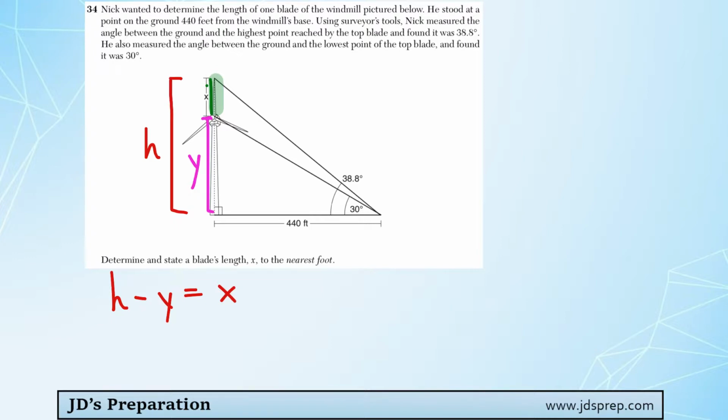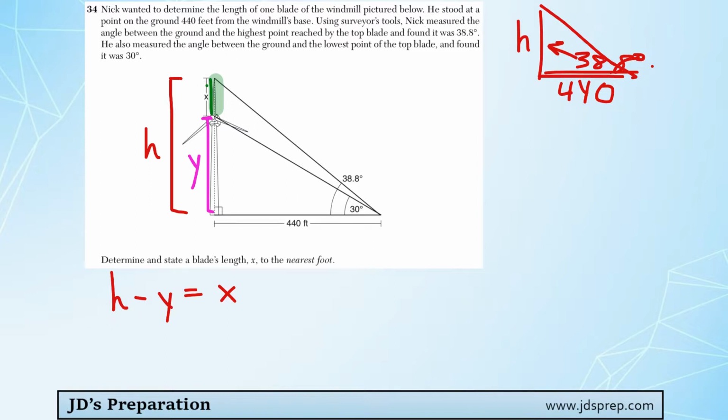So to find our h distance, it might help to draw the triangle over here, this big triangle where our height is h, our base length is 440, and the angle we know is 38.8 degrees. Okay, so we've got to figure out which trig ratio we're going to utilize. Because we're looking for the side opposite of the angle, and we know the adjacent side, we're going to be using the tan ratio, because the tan ratio is opposite over adjacent.